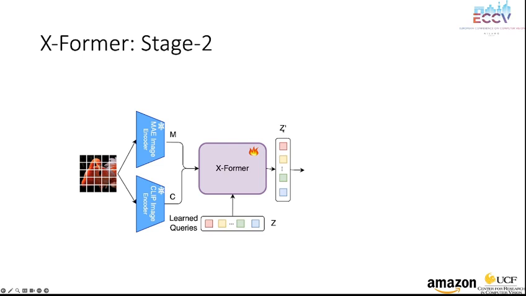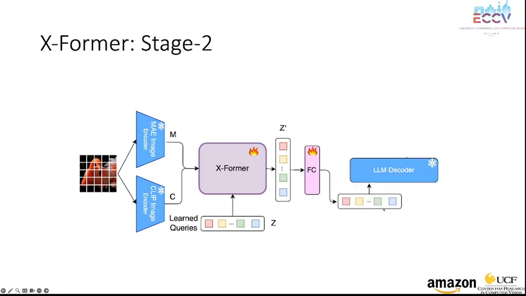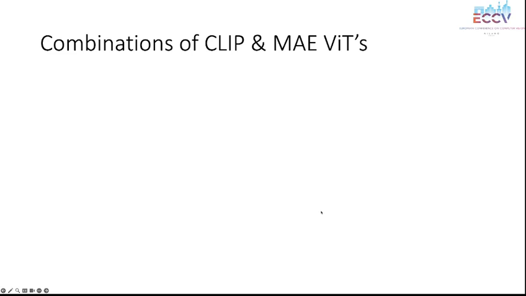To align this with the LLM representation space, we add a simple fully connected layer, which is then passed to the LLM decoder and optimized with the language modeling loss. Note that in this case, all the image encoders and the LLMs are completely frozen. The only trainable modules are the XFormer and the fully connected layer.